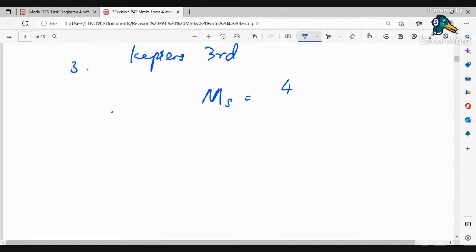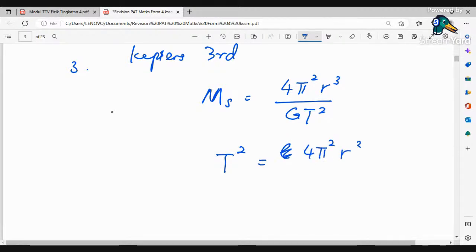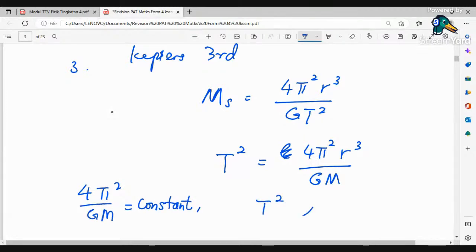And what we had earlier is 4 pi squared R cubed by T squared. Now I just change it, make T squared the subject of the formula. So I have T squared equals 4 pi squared R cubed over GM. So you see, 4 pi squared over GM is a constant. Thus, we get T squared directly proportional to R cubed. So this one is Kepler's third law. The square of the period is directly proportional to the cube of the radius of the orbit.